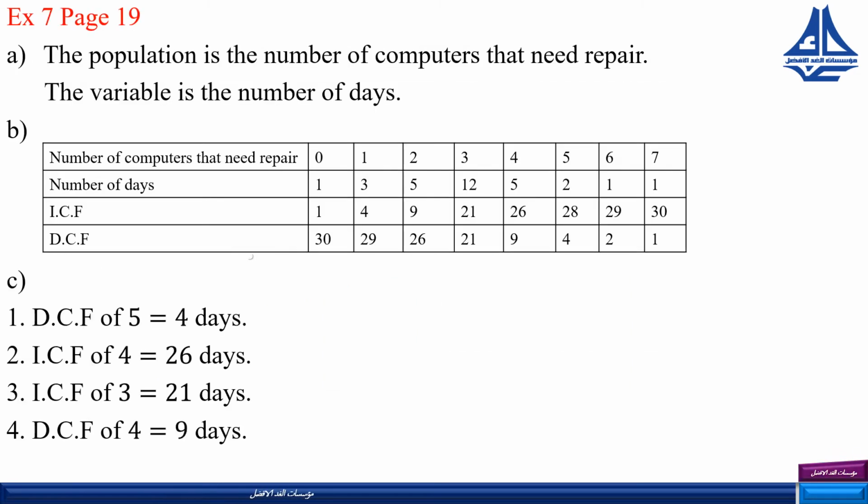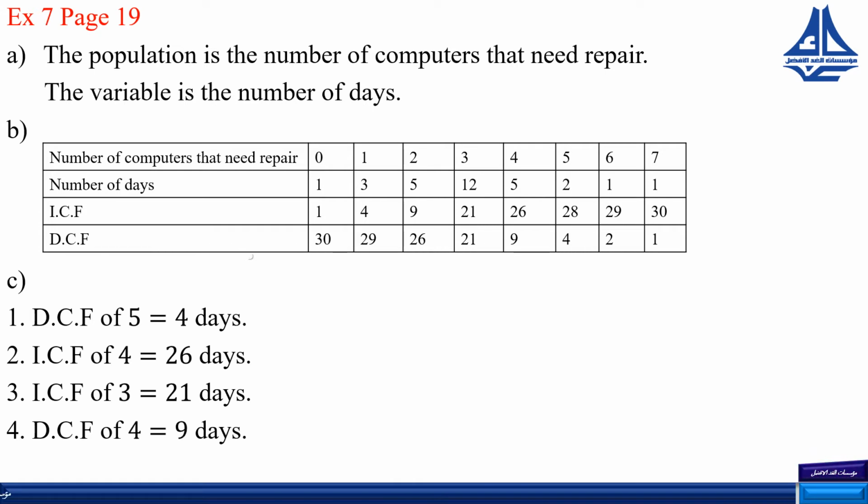Now for exercise 7, guys. An establishment has a stock of computers. A statistical study was made on the number of computers that need repair during 1 month. The results are given in the following table. In the first row, number of computers that need repair from 0 to 7. In the second row, number of days as listed below in your books.